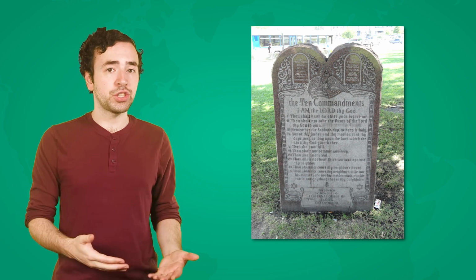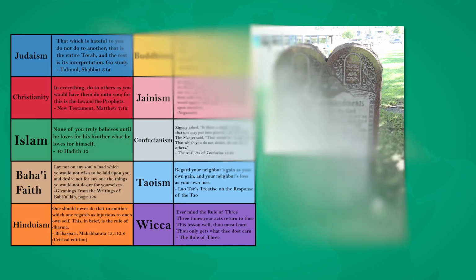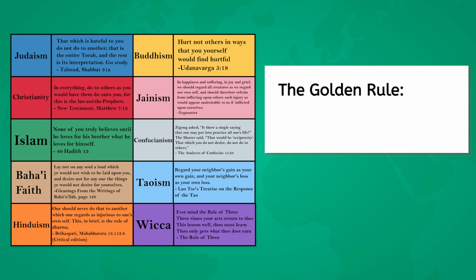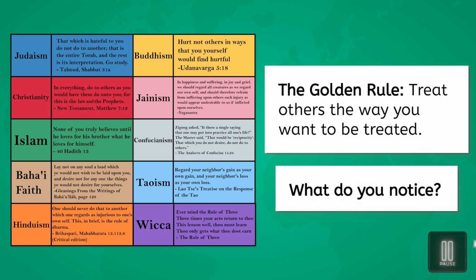For example, Christianity and Judaism have the 10 Commandments. Have you ever heard of the Golden Rule? Treat others the way you want to be treated. Take a second to look at the image in your guided notes. What do you notice?